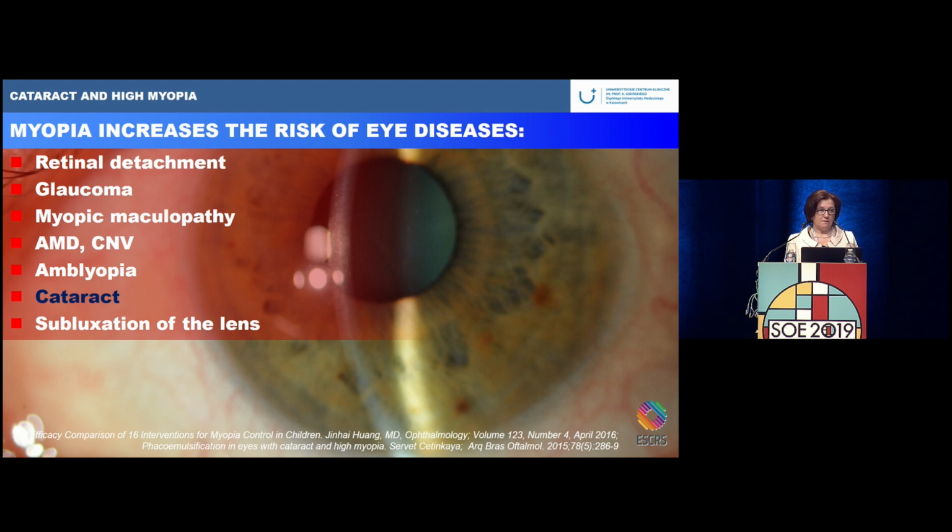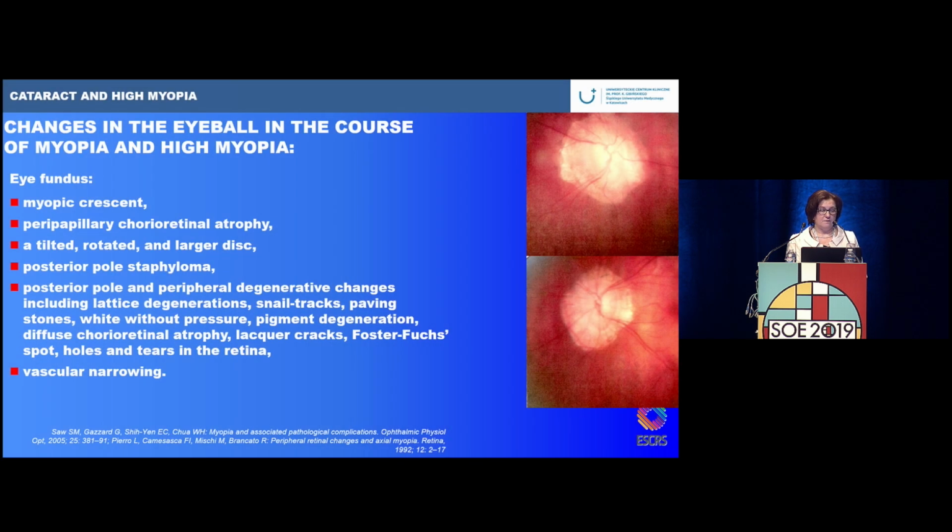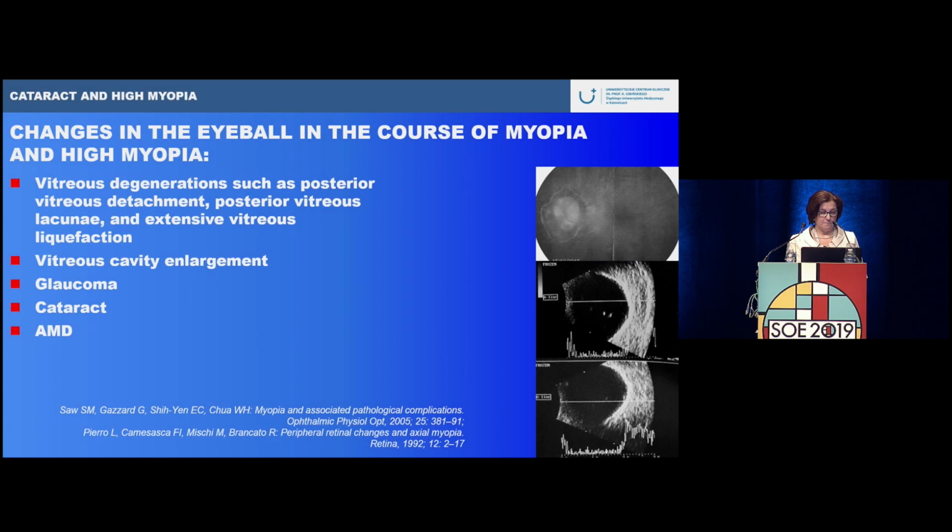Myopia increases the risk of eye disease. We know that it's more often retinal detachment, glaucoma, myopic maculopathy, AMD, CNV, amblyopia, and subluxation of the lens, as well as cataract. The changes in the eyeball in the course of myopia and high myopia we can find in the eye fundus. Most often are the peripapillary choroidal atrophy and the changes in the posterior and peripheral pole, as well as the vitreous degeneration, such as posterior vitreous detachment, posterior vitreous lacunae, and extensive vitreous liquefaction, which accompany myopic patients, as well as glaucoma, cataract, and AMD.